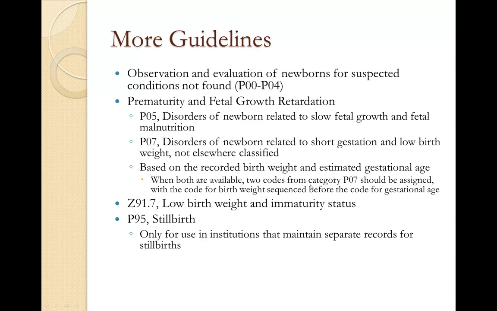And you'll see one of these on your coding practice online for this chapter. We still have the Z91.7 low birth weight and immaturity status. So this is for those patients that were low birth weight at delivery and are coming back, and they might still be having problems from that. So think of this almost like a history. It's kind of a status post code. And then the P95 for a stillbirth is only used for those facilities that maintain a separate record for stillbirths. Otherwise, that's usually just captured on mom's chart.